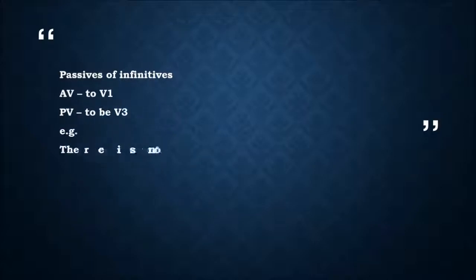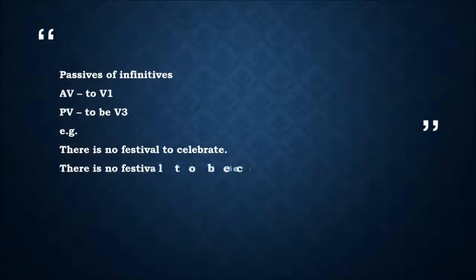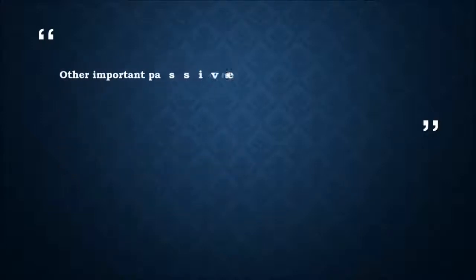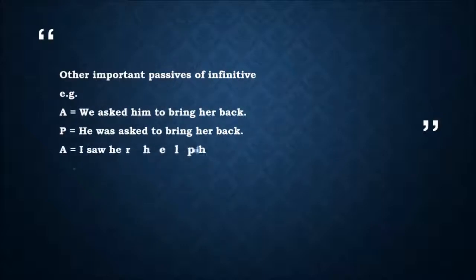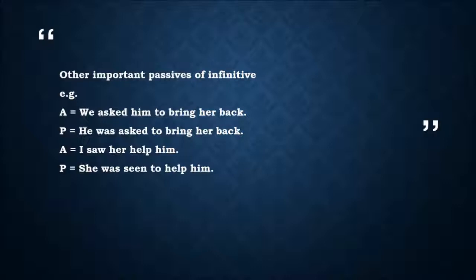P. Passive of infinitive: to V1 becomes to be V3. E.g., there is no festival to celebrate. There is no festival to be celebrated. Other important passives of infinitive. Active: we asked him to bring her back. Passive: he was asked to bring her back. Active: I saw her help him. Passive: she was seen to help him.